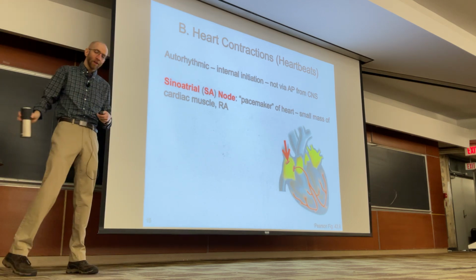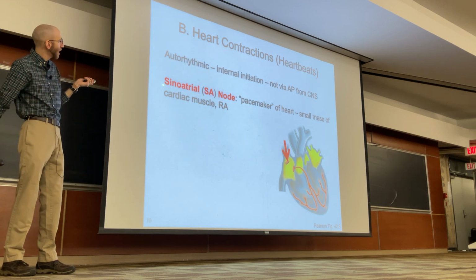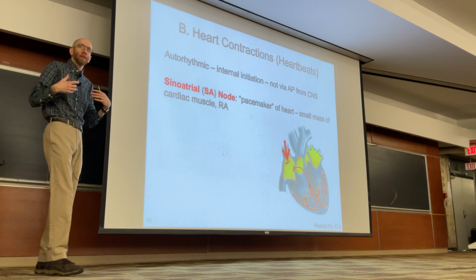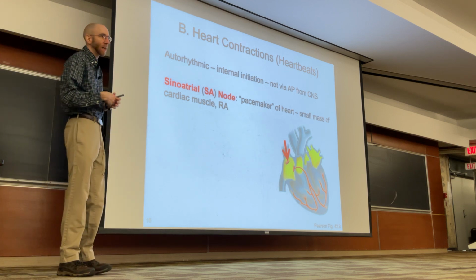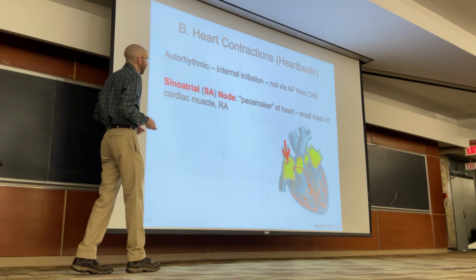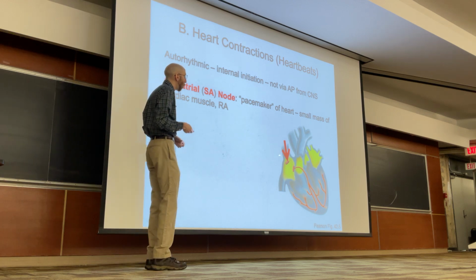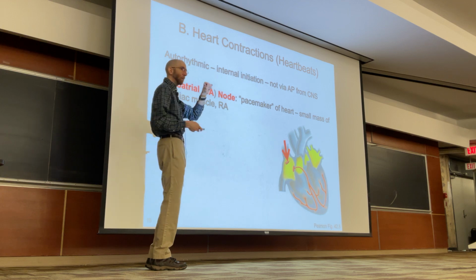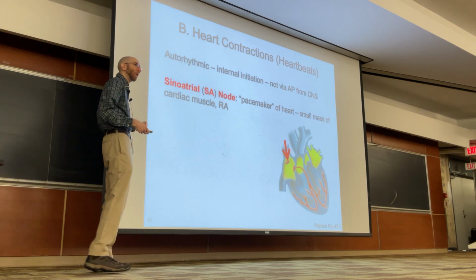So this starts with a structure called the sinoatrial node, or SA node. This is the pacemaker of the heart. This is the thing that sets your heart rate. It's a little mass of tissue in the wall of the right atrium. So right here we have the SA node. Right there. It's just a little bit of tissue embedded in the wall of the right atrium.